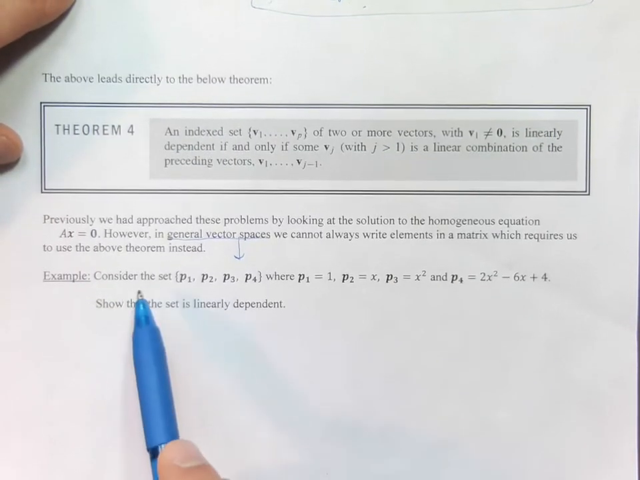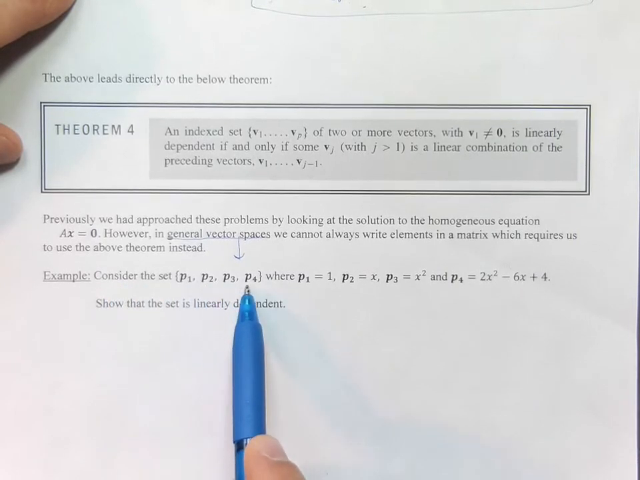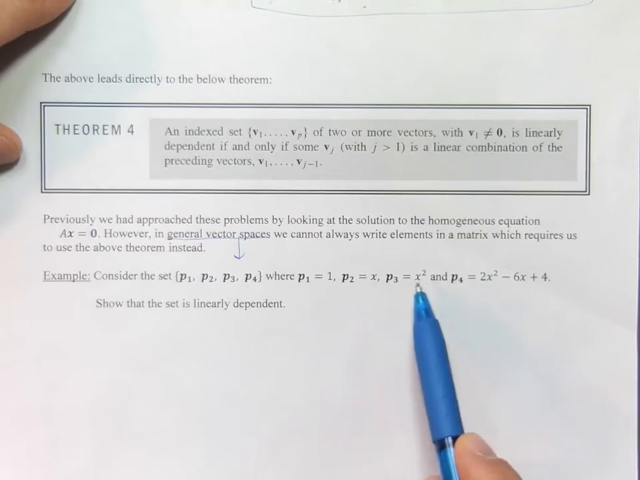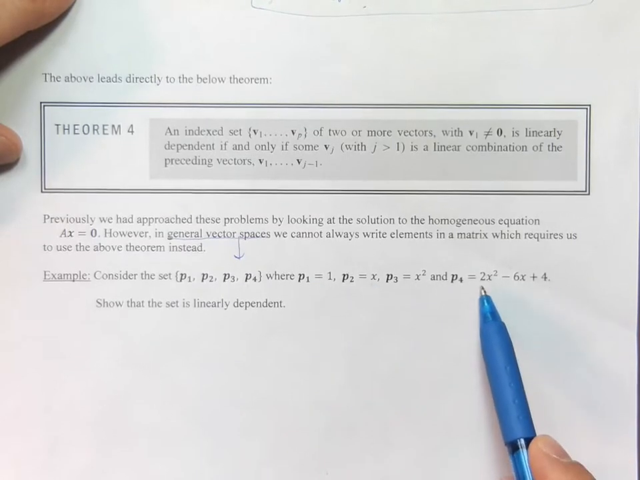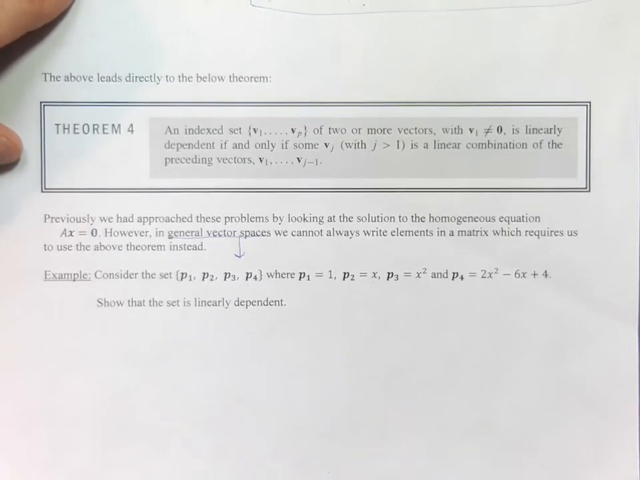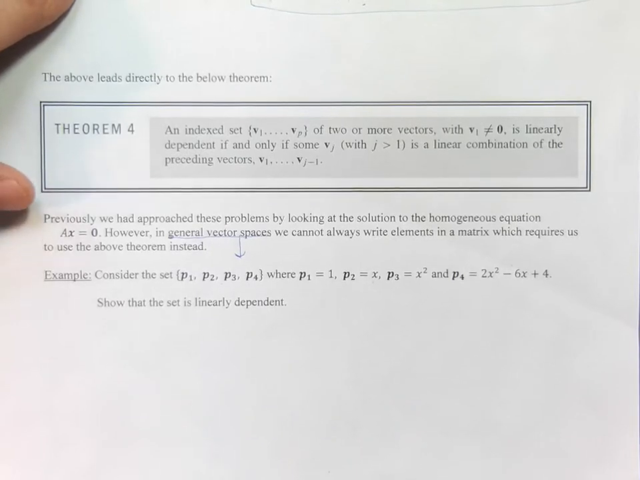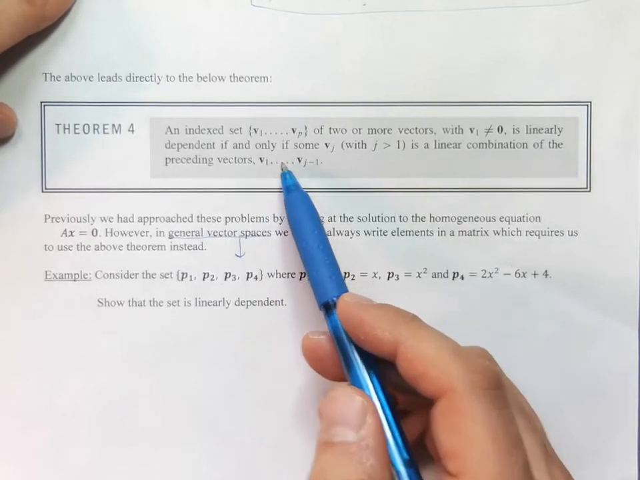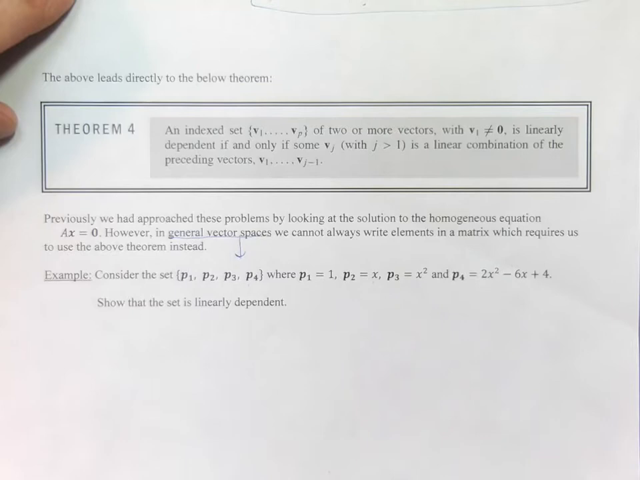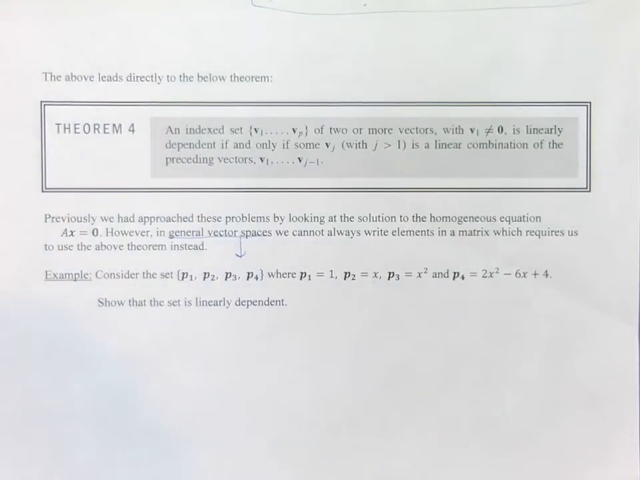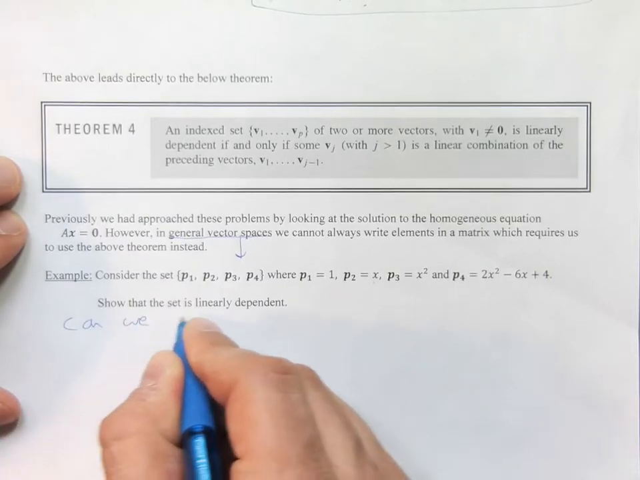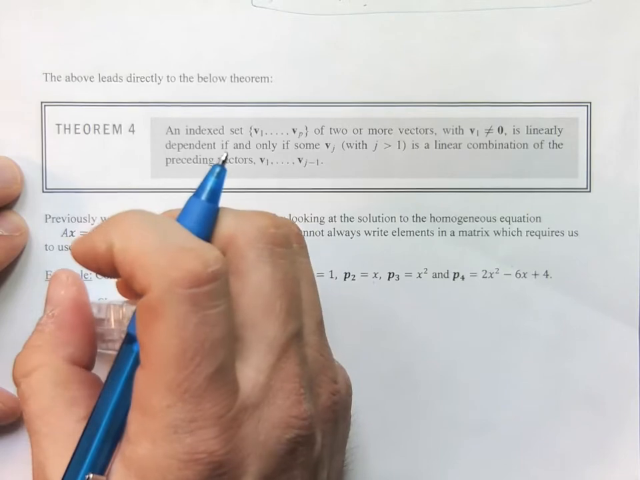For example, here's a set of 4 vectors, p1, p2, p3, and p4, where they're polynomials, right? So p1 is the polynomial 1, p2 is x, p3 is x squared, p4 is this degree 2 polynomial, 2x squared minus 6x plus 4. Let's show that the set is linearly dependent. So let's use this definition. Can we construct one of these vectors, p1 through p4, by doing linear combinations of the ones before it? So take a second and maybe think about that. And maybe I'll just give you the hint that, yes, we can.